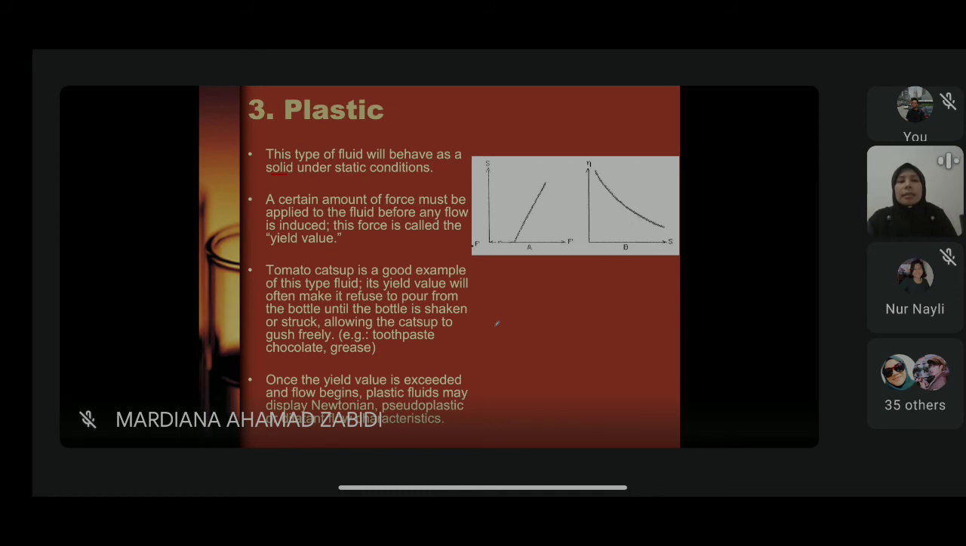Okay, when we talk about tomato ketchup ataupun chili sauce, when it is placed undisturbed, they can behave like a solid. When you want to pour this particular chili sauce ataupun tomato ketchup, you require additional force in order for that fluid to flow. Okay, and I am talking about when this chili sauce ataupun tomato ketchup is packed in a glass bottle. Bukan yang squeezable bottle tu. Squeezable bottle tu, you tak boleh nak tengok how it behaves.